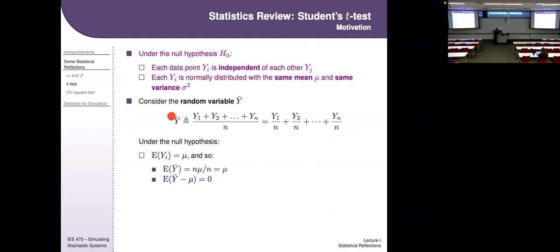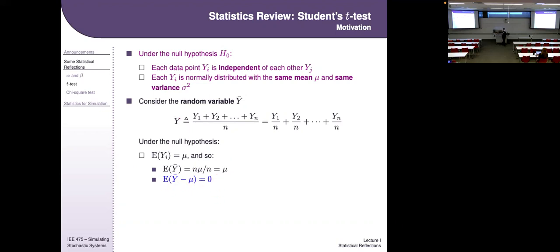So the expected value of this sum, considering they're all divided by n, is going to be n times mu divided by n. Because there's n of these, and they're each divided by n, the expected value of this sum divided by n is just mu. And then if we take this y bar and subtract off the null, the expected value of the sample mean minus mu is 0.